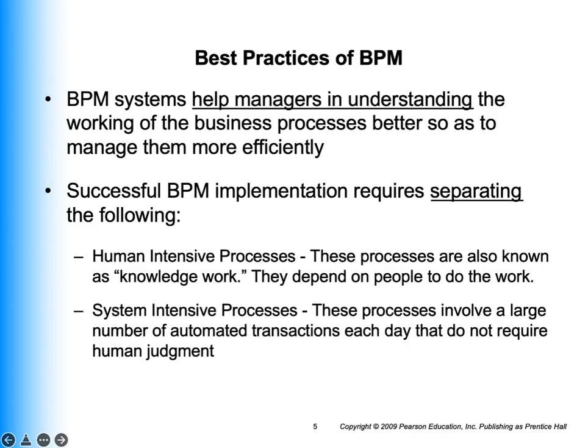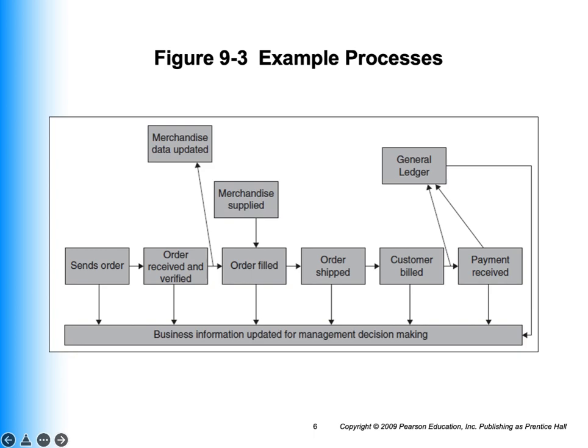So next, take a look at the example. Here we have an ordering system where, for example, the organization sends the order, the order is received and verified, and at the same time it's being updated, order filled, merchandise supplied, shipped, and then billed to the customer, and payment received. Right. This is basically a typical example that we use in most organizations.